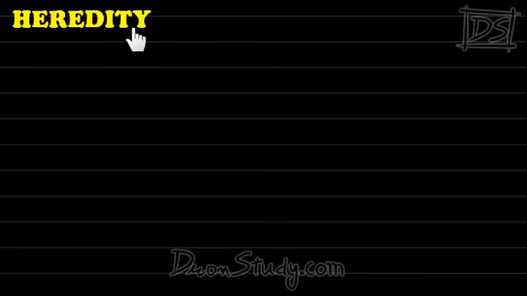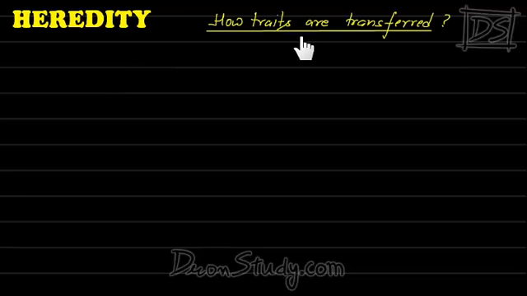So between heredity and evolution, we will first consider heredity in detail. We have seen that heredity is actually the transfer of features from parents to children. Now, how does this happen? How? That is the question. How are traits transferred from parents to offspring? How do the features of the parents reach their children?